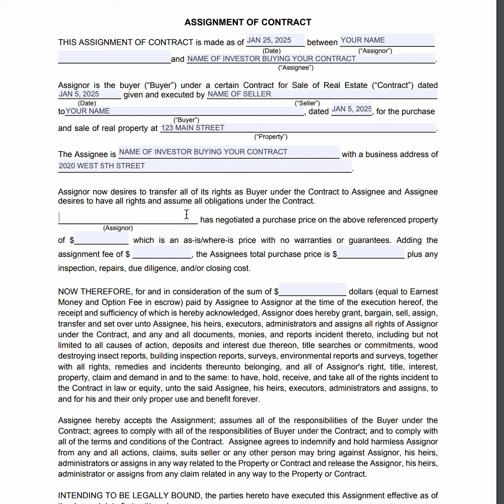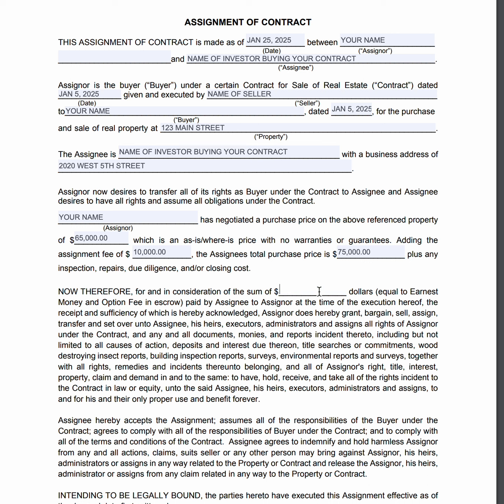Now, your name, because you're the assignor, you've negotiated a purchase price of $65,000, okay? You're going to charge your friend or the other investor $10,000. That should be $10,000. Okay, the total purchase price is $75,000.